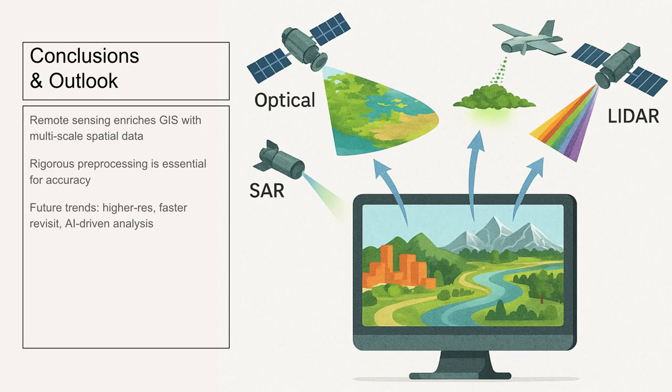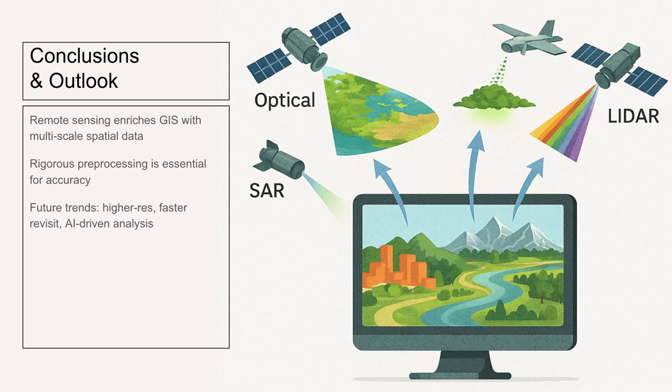Remote sensing is a fundamental component of modern geographic information systems, GIS, enabling the acquisition and analysis of spatial data at multiple scales. Through optical, radar, LiDAR, and hyperspectral imaging technologies, it is possible to monitor land use, manage natural resources, support disaster response, and assess environmental conditions with increasing precision.